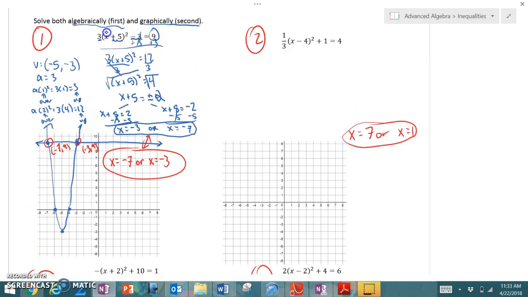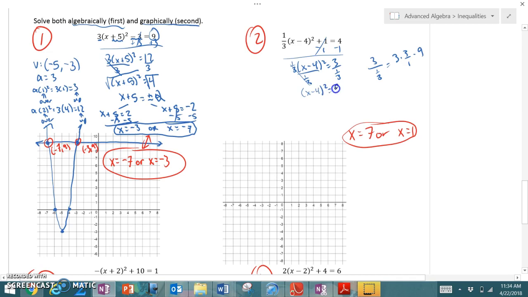Alright, so back up in number 2. Again, first I would solve algebraically by subtracting 1, so 1/3 times x minus 4 squared equals 3. Now 2 ways I can get rid of the fraction in front. I can divide by 1/3, but when I have 3 divided by 1/3, it's the same as 3 times the reciprocal, so it's 9. The other option, if you have a fraction in front, you could just multiply by the reciprocal right away. So I have x minus 4 squared equals 9. I have the quadratic by itself. It's equal to a positive, which allows me to keep going.